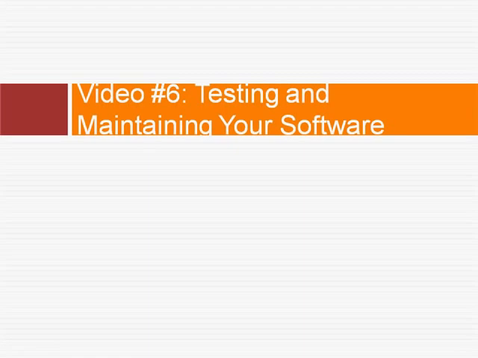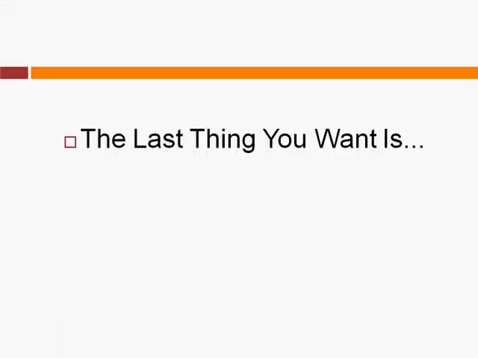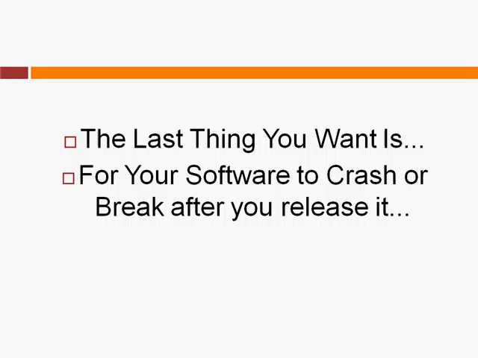Congratulations, you have reached the end of the software production part, which is video 6, testing and maintaining your software. Of course, we've got video 7, that's a bonus. But anyways, testing is important because you need to make sure that it is user-friendly. You also need to make sure that there are no bugs, because the last thing you want to do is release a product with lots of bugs, or for your software to crash or break after you release it.